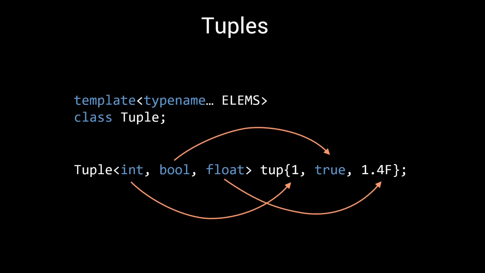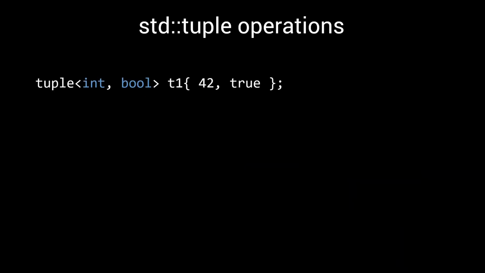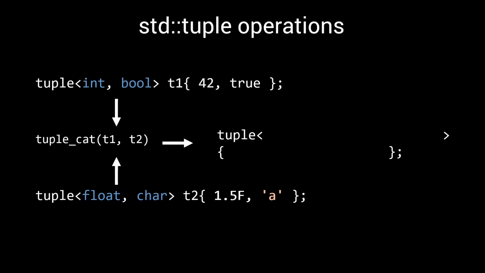For example, say I have this tuple t1 containing an integer and a boolean, and this tuple t2 containing a float and a char. I can use the standard library operation tuple_cat to concatenate these two tuples. There are basically two things that need to happen to make such a tuple_cat operation work. First, at compile time, you need to figure out what the type of the output tuple should be. This is a classic metaprogramming problem, similar to the ones we've discussed in previous episodes.